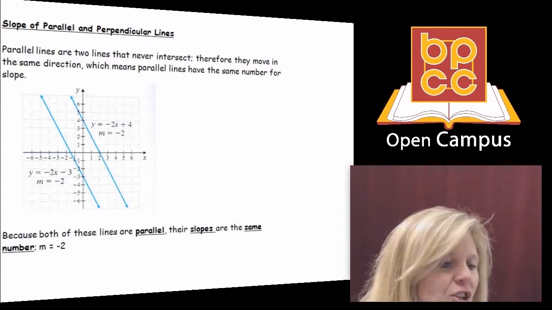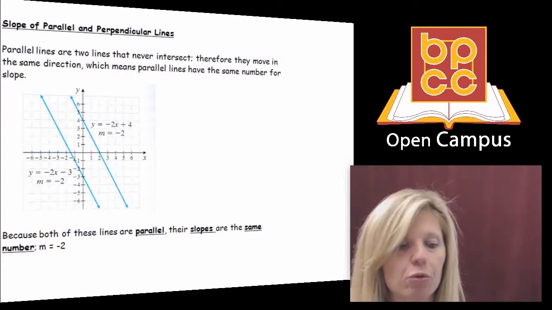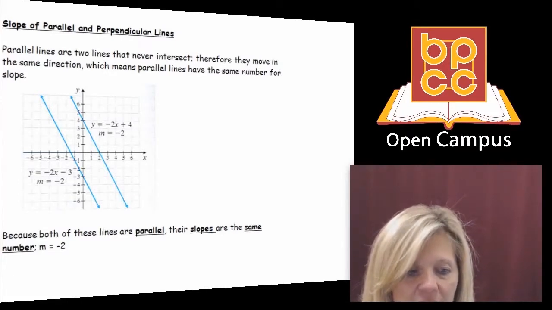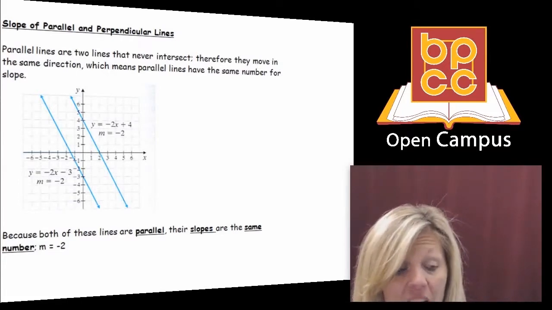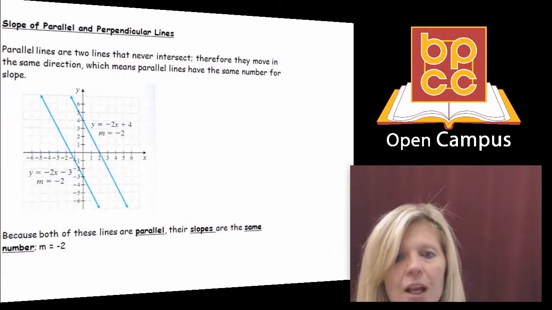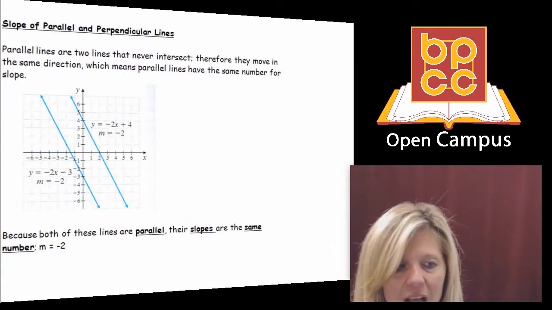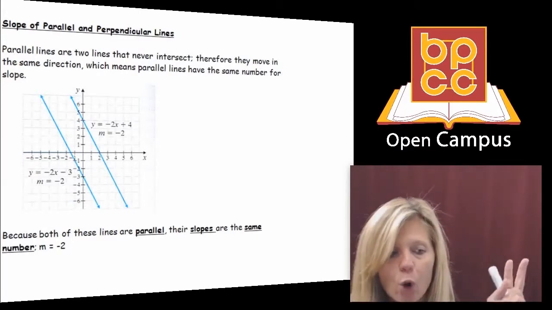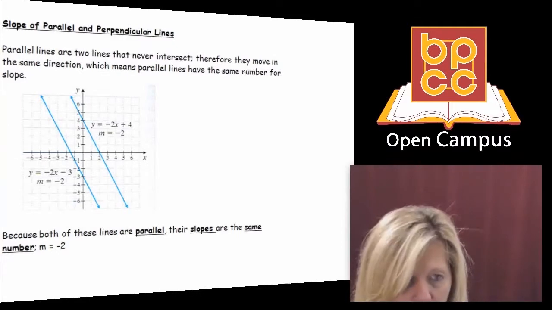Now, you can't just judge by your eye if two lines are parallel. Remember, lines have arrows on the end. They extend on forever and ever. Eventually, they could meet. So we have a rule. The way you know lines are parallel is they're going to move the same way. And that word move is your slope.